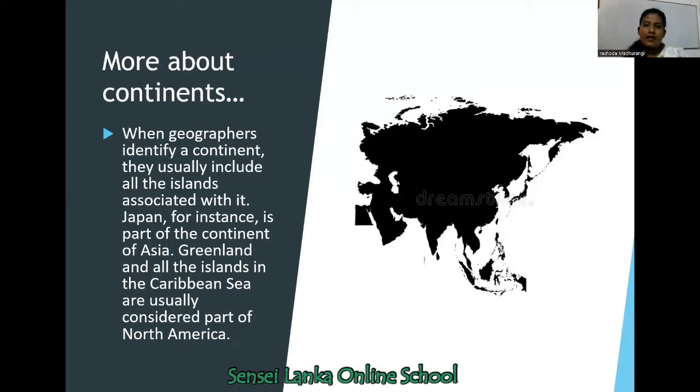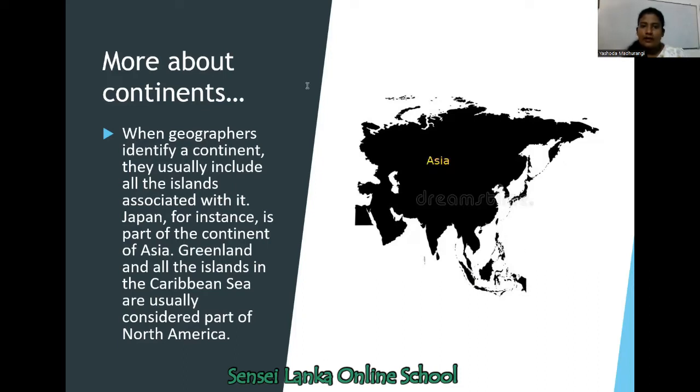Look at this black color continent. What is the name of this? You know this. It is the continent that we, the Sri Lankans, live in. It is Asia. This is the continent of Asia.